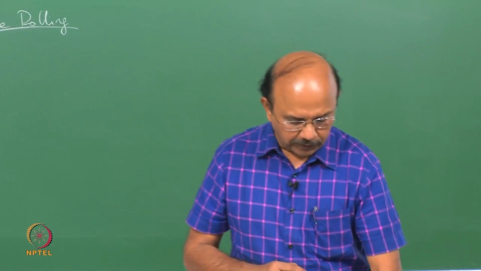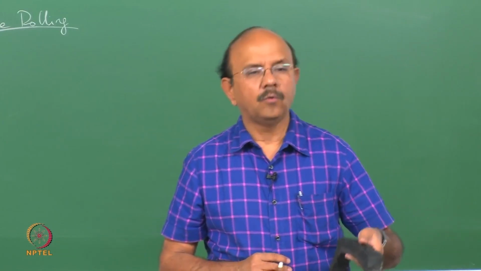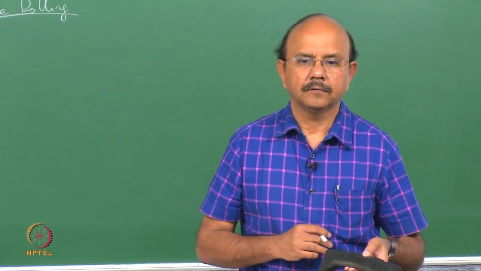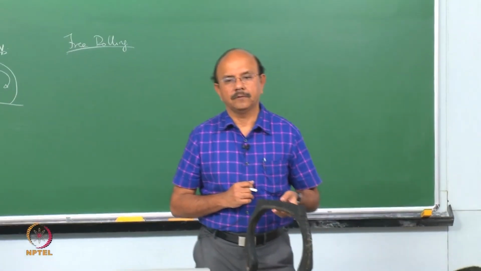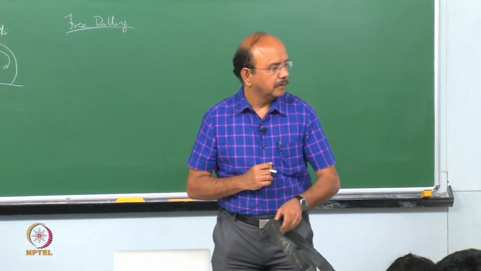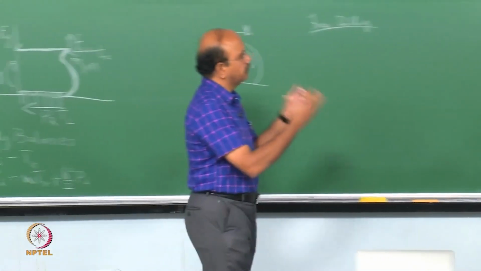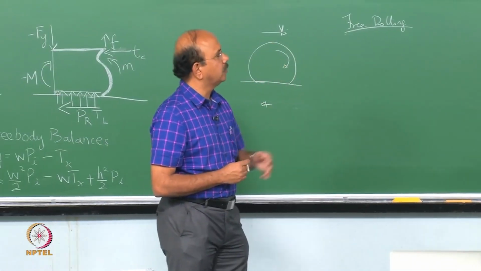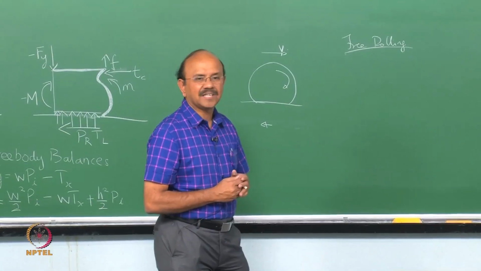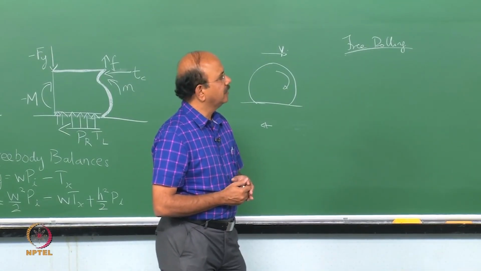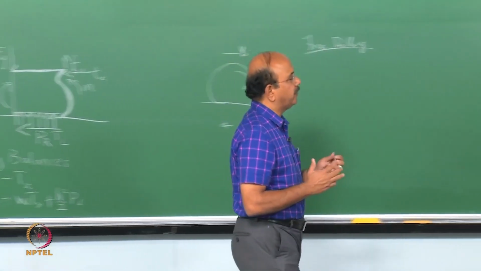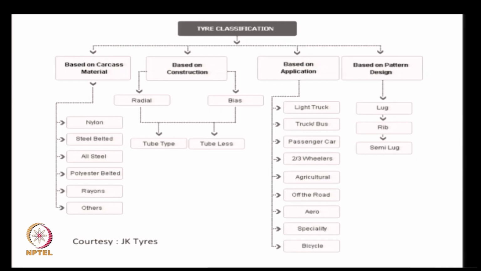But nevertheless, it's important that we talk about the construction of the tire. Courtesy JK Tires, I am giving you a slide which talks about how tires can be classified. Tires are classified based on construction into what we call a radial tire or a bias tire.